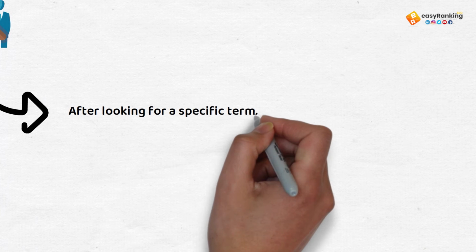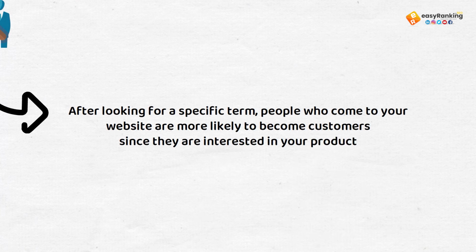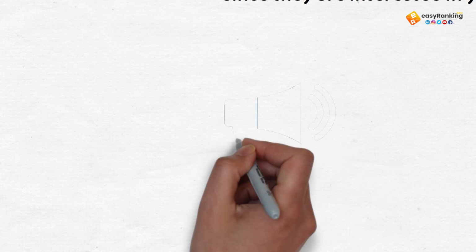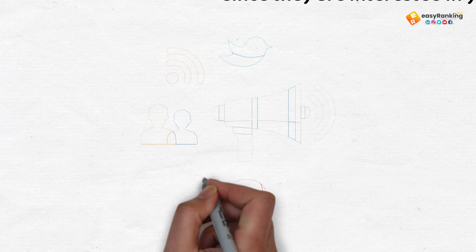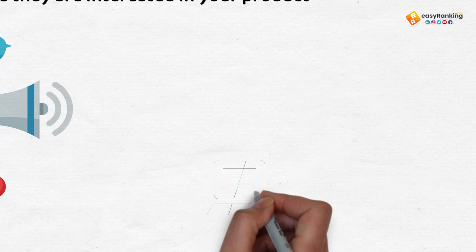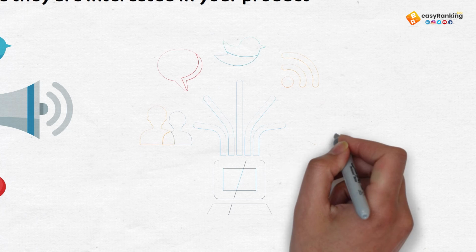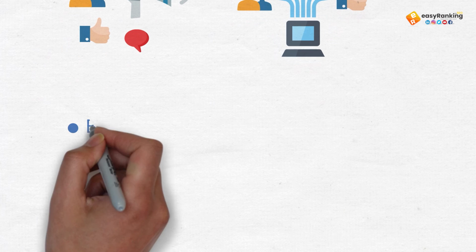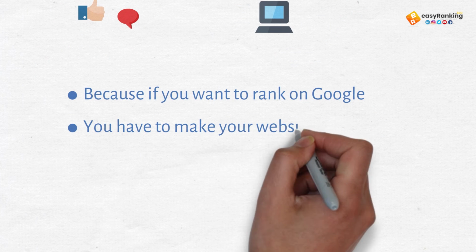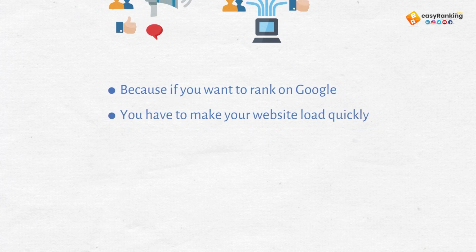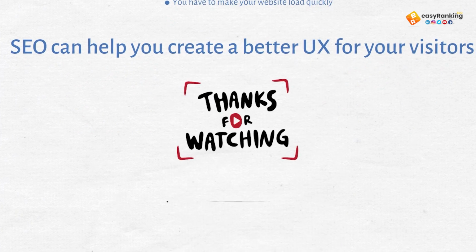After looking for a specific term, people who come to your website are more likely to become customers since they are interested in your product. As more people visit your website, they are more likely to click on your social media icons and follow you. SEO can genuinely boost the number of social media followers you have. Because if you want to rank on Google, you have to make your website load quickly. SEO can help you create a better UX for your visitors. That's all for this video.